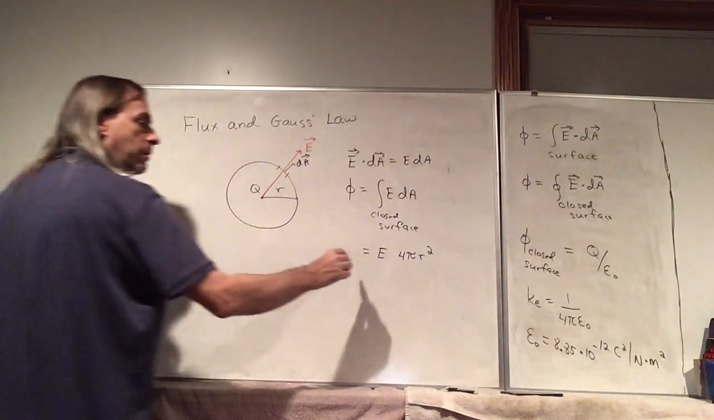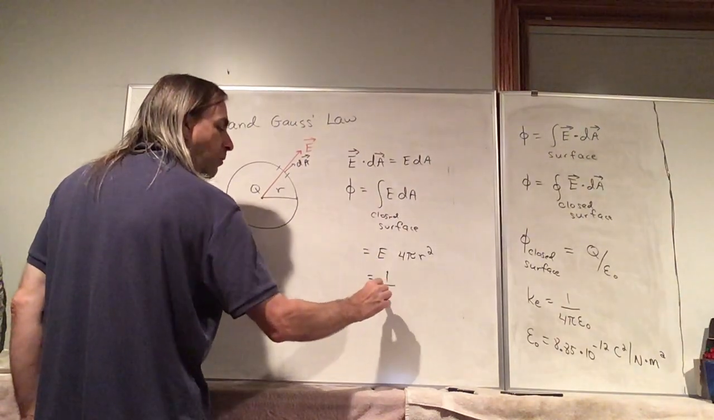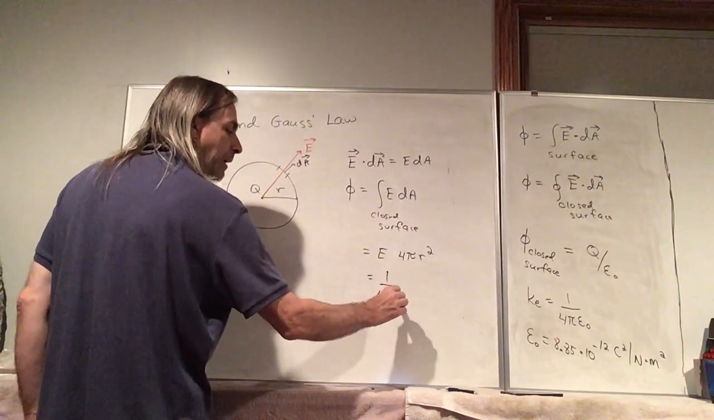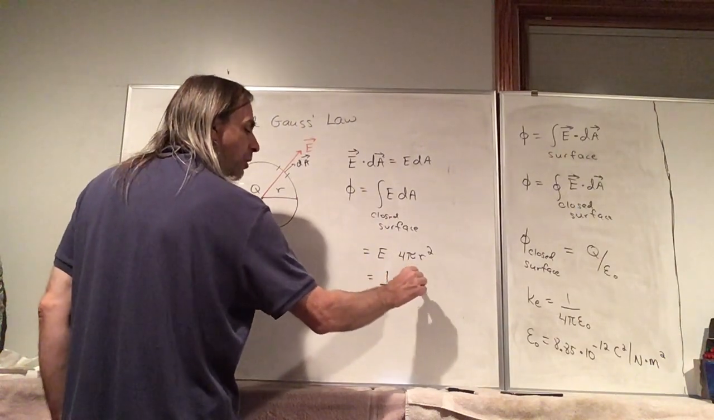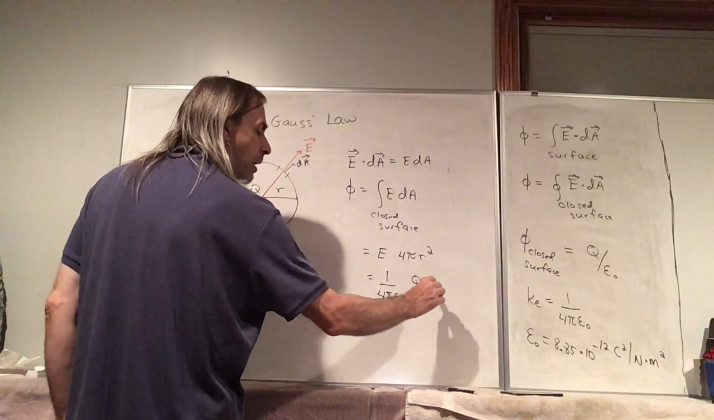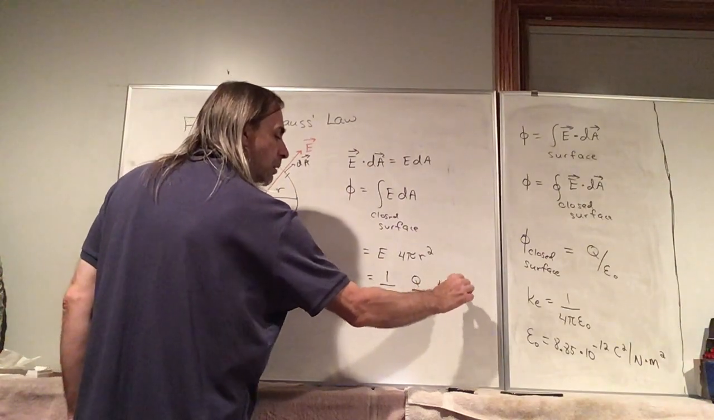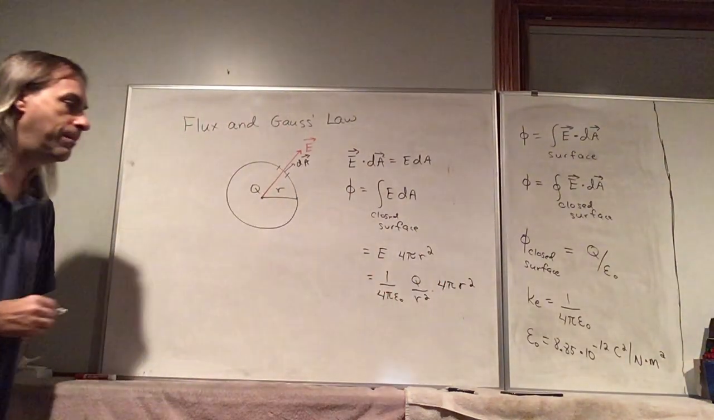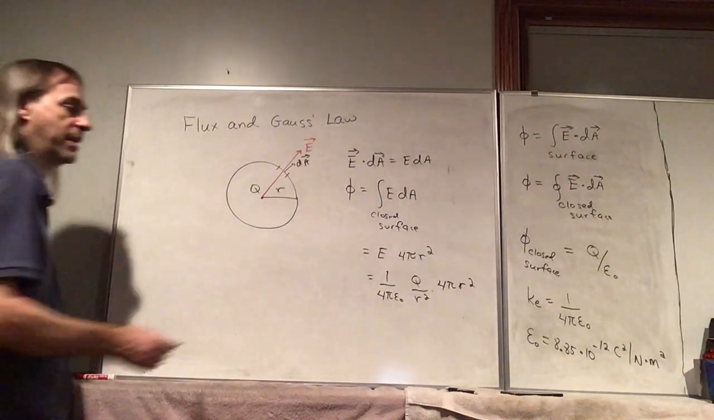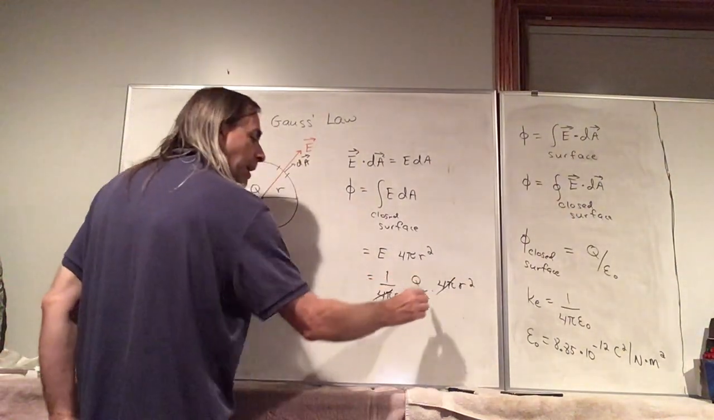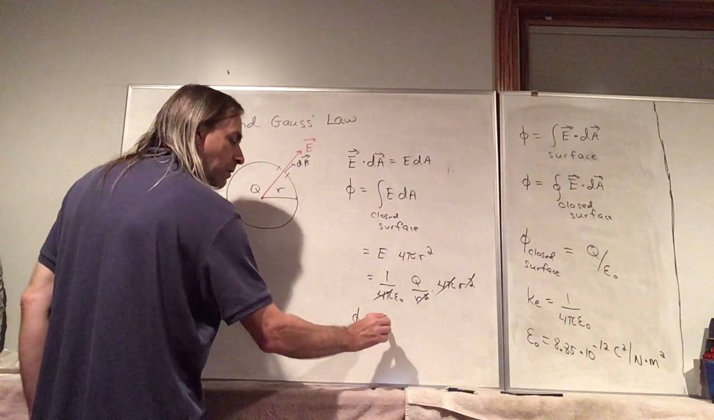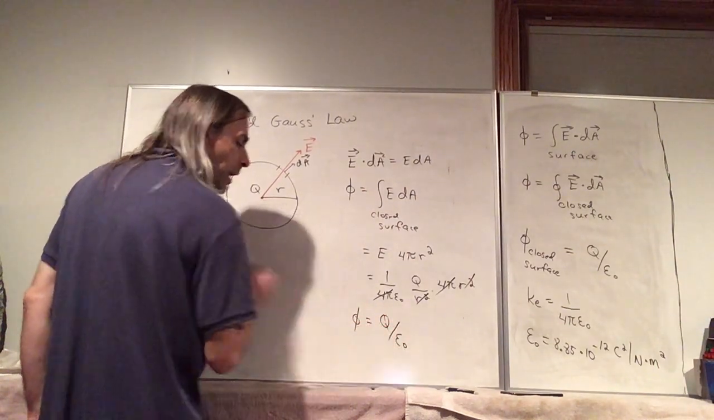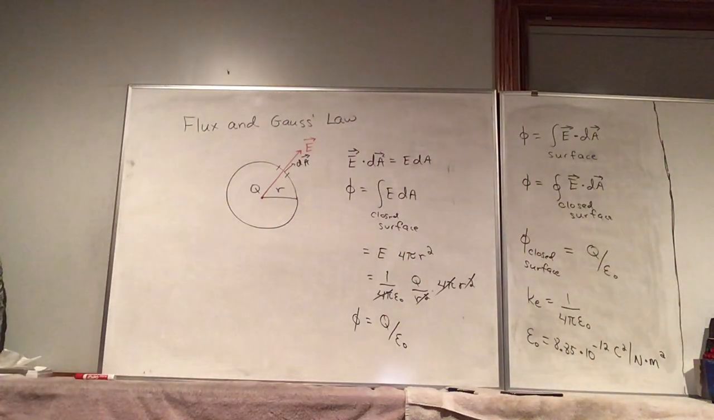Now the electric field is 1 over 4 pi epsilon naught, that's K, and then we have Q divided by r squared. So we plug that in, and a couple things cancel out. The 4 pi cancels out, the r squared cancels out. And so the flux is Q over epsilon naught.